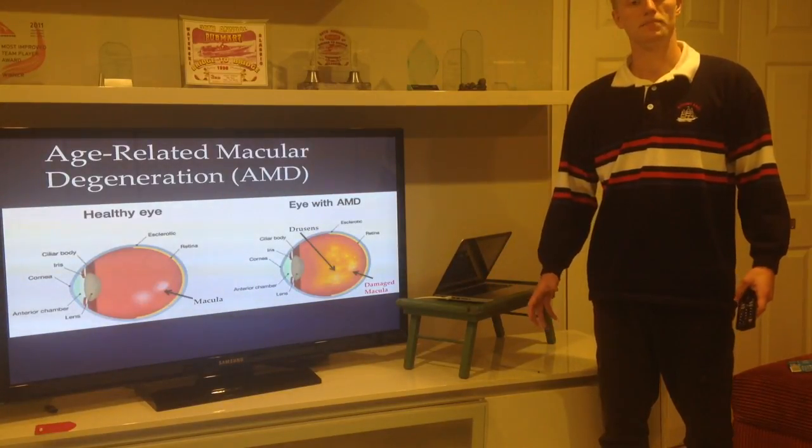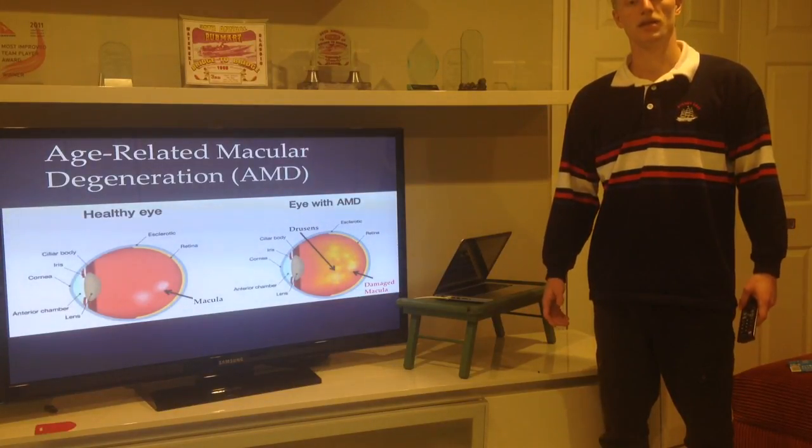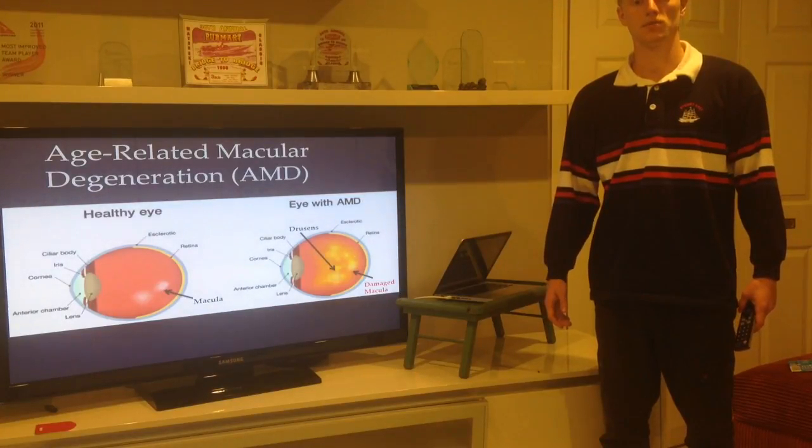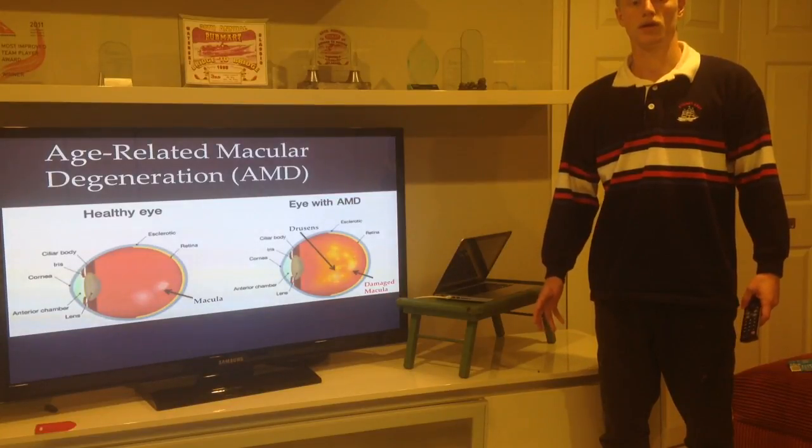Next is age-related macular degeneration, or AMD. It's a common eye condition and a leading cause of vision loss amongst people aged 50 or older. It is responsible for 50% of all cases of blindness in Australia. There are two forms of AMD, wet and dry.